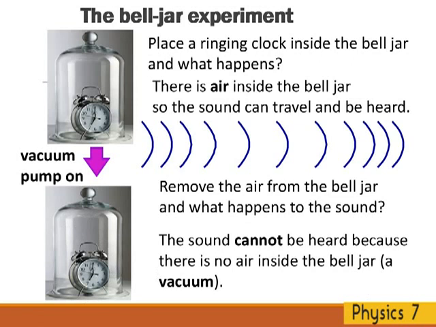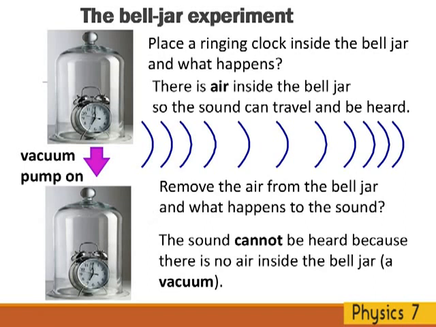So the fact that you're unable to hear the ringing of the clock, despite the fact that it is ringing, when you remove the air from the bell jar, shows that sound needs a medium in order for it to propagate, in order for it to move, in order for it to transmit. So without any air, you cannot have the transmission of sound. And that applies to any form of medium.